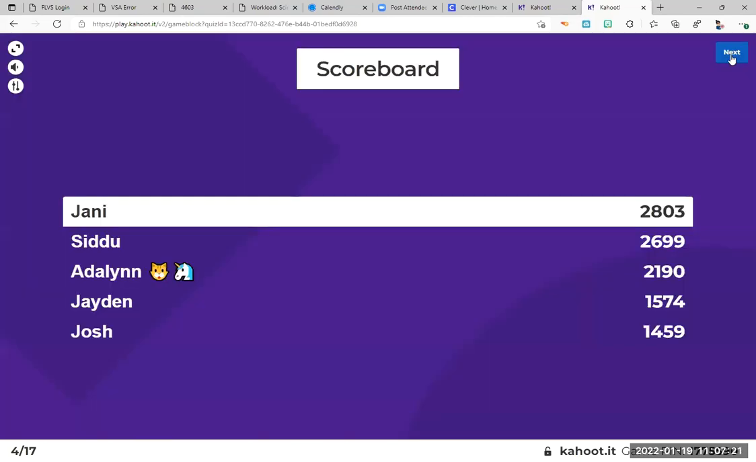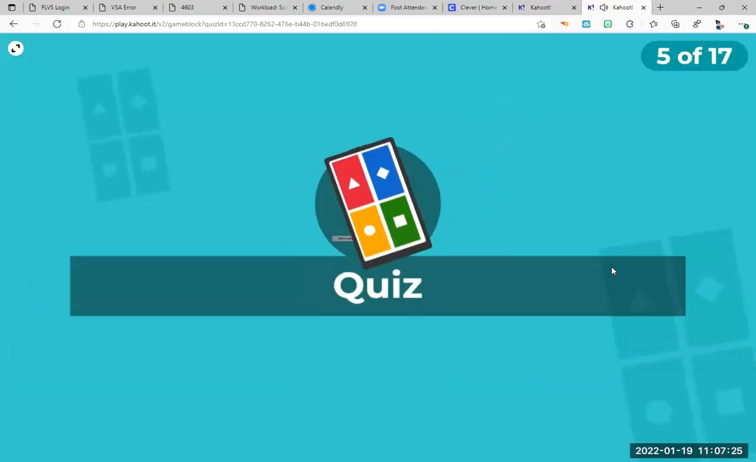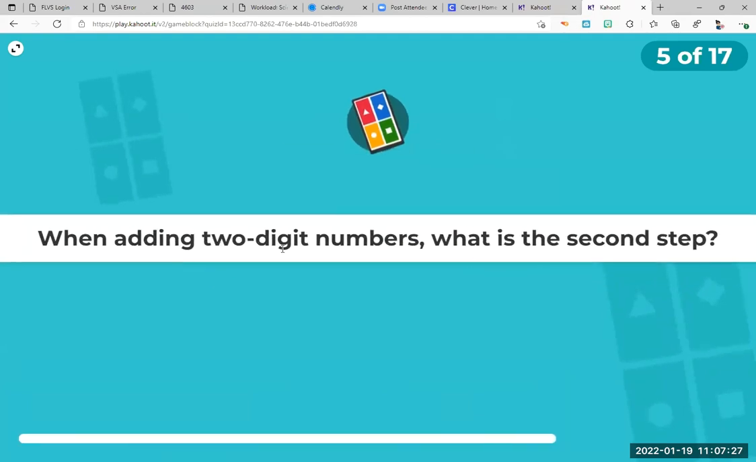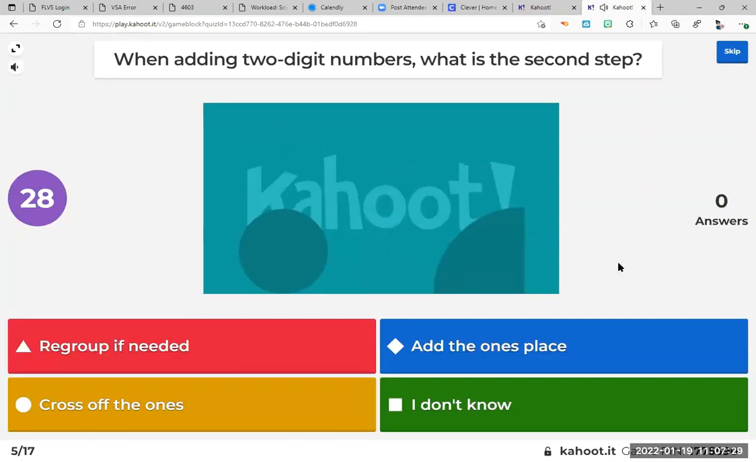Okay, here we go. Wow, Johnny, shooting up there. When adding 2-digit numbers, what's the second step? Oh, think about this. What if you get tons of ones? What do we need to do? Do we regroup? Do we cross anything out? How would you cross stuff out when you add? Add the ones place again? I don't know. Have a milkshake.